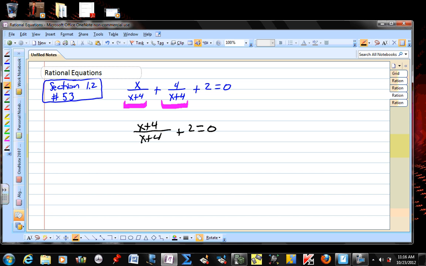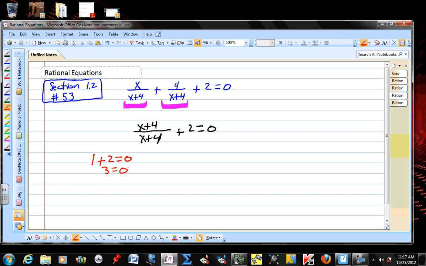Well, here we have different directions we can go. One direction to go is to say this. We can say, taking a look, x plus 4 divided by x plus 4, anything divided by itself is 1. So it's just saying 1 plus 2 is 0. We're saying that 3 equals 0. Now the variables have disappeared all of a sudden, and we're left with a statement that doesn't make any sense.